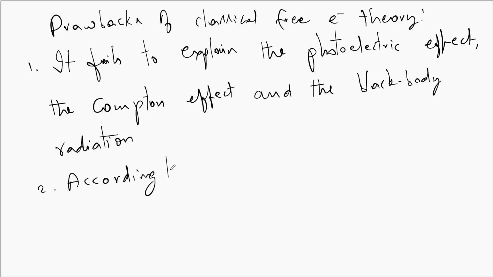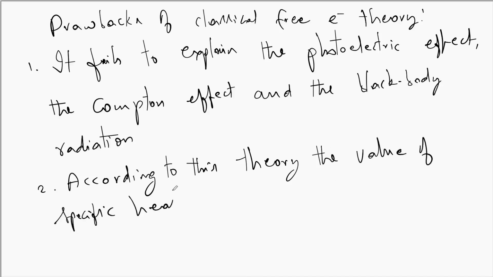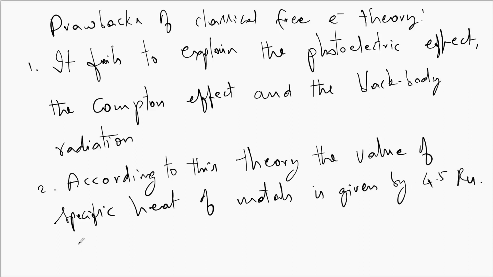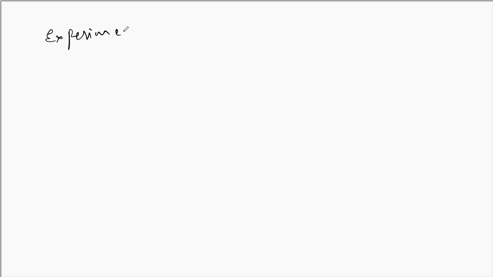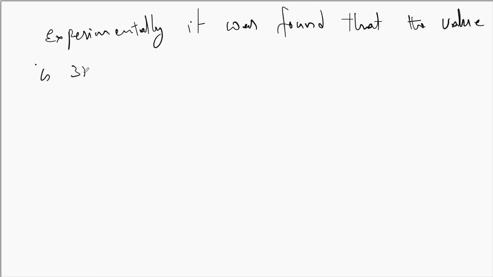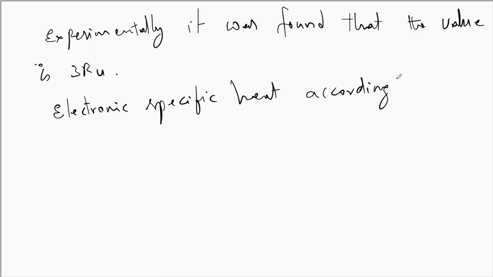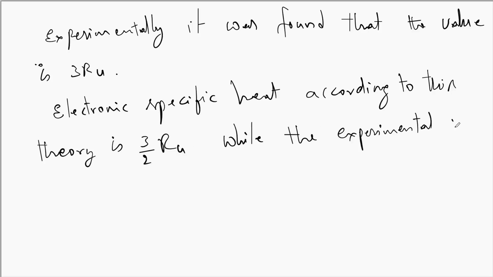According to this theory, the value of specific heat of metals is given by 4.5 Ru, where Ru is the universal gas constant. Experimentally, it was found that the value is 3 Ru. Similarly, the electronic specific heat, according to this theory, is 3/2 Ru, while the experimental result is 0.01 Ru.